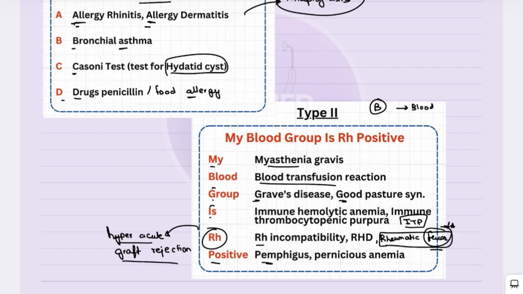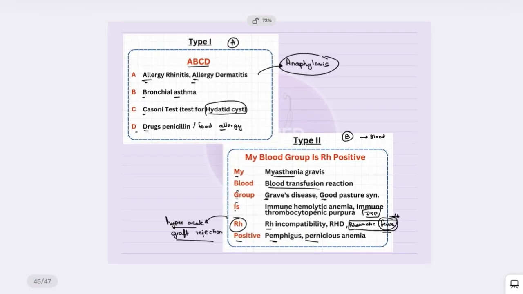Positive P will have pemphigus vulgaris and pernicious anemia. That's an end to the type 2.